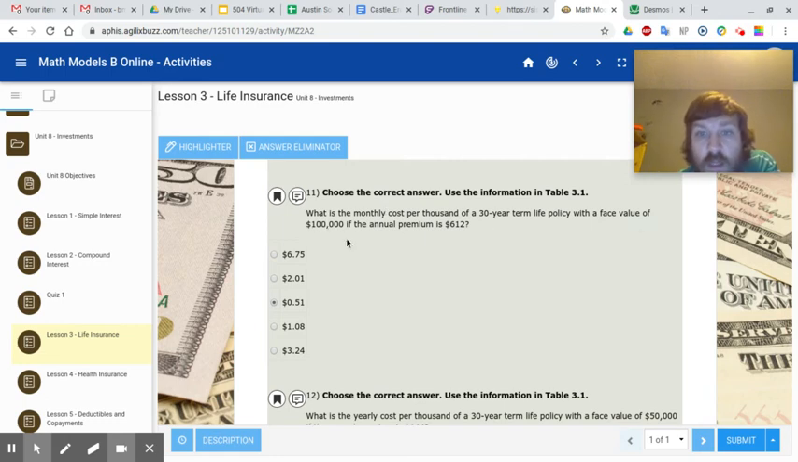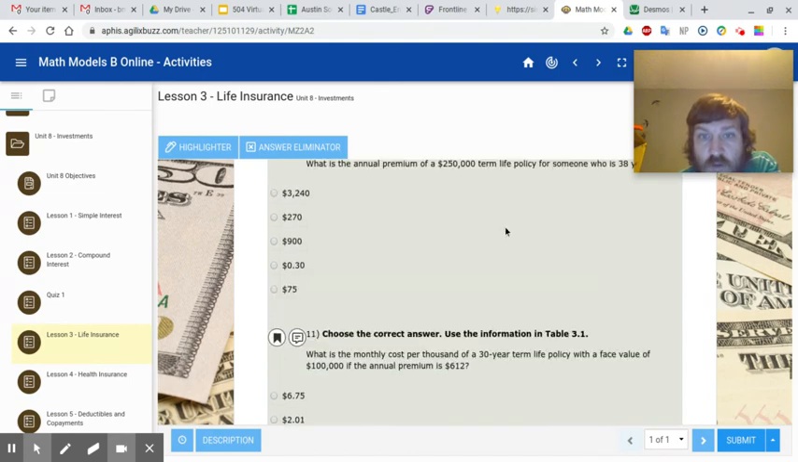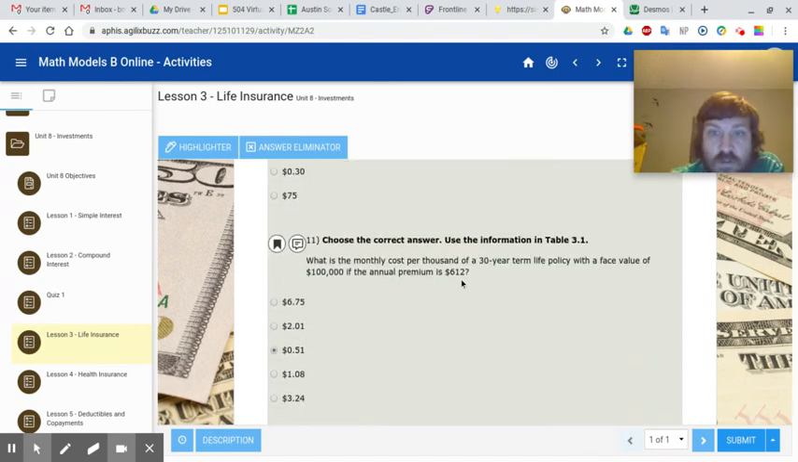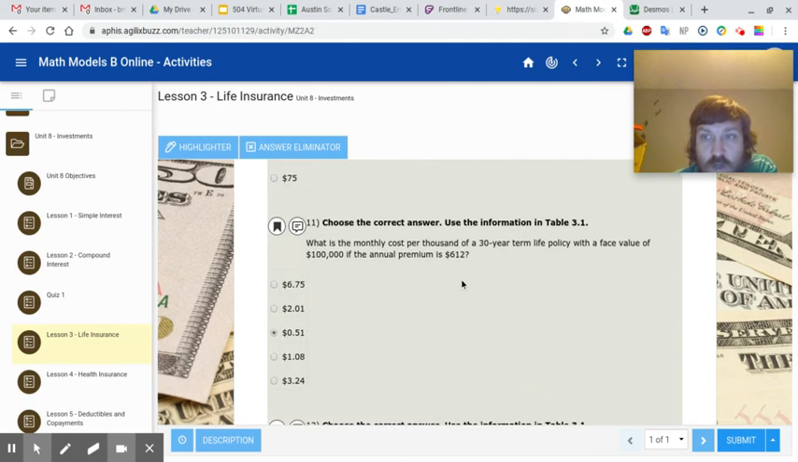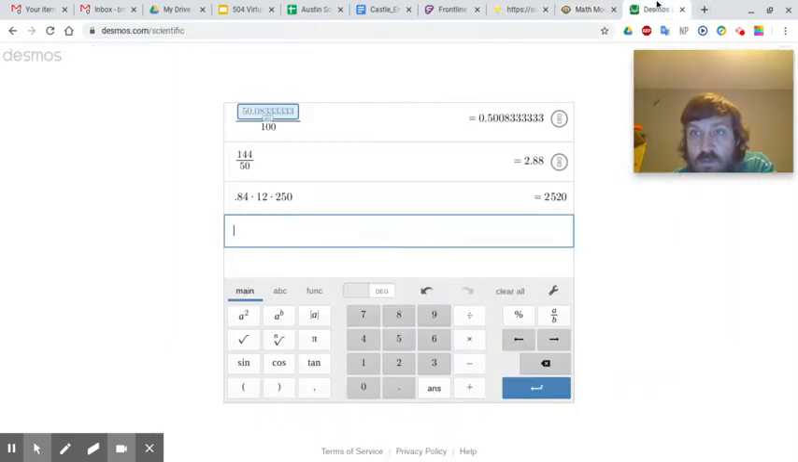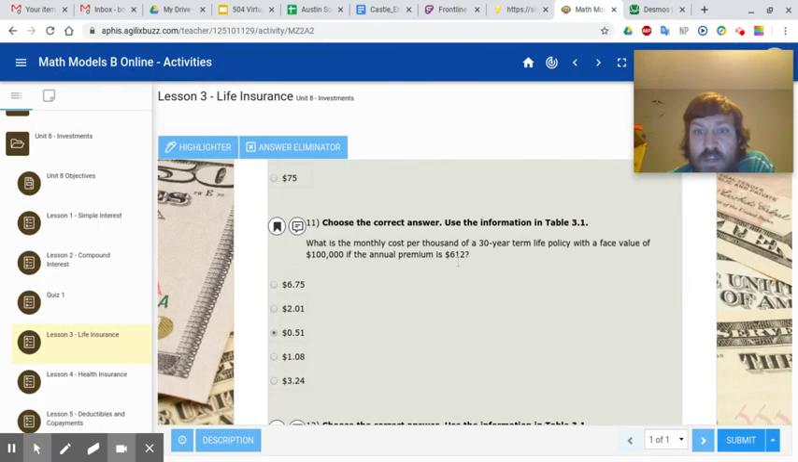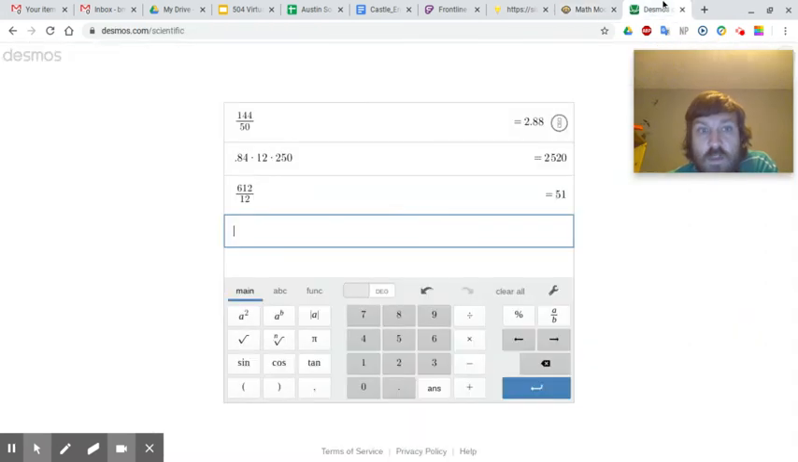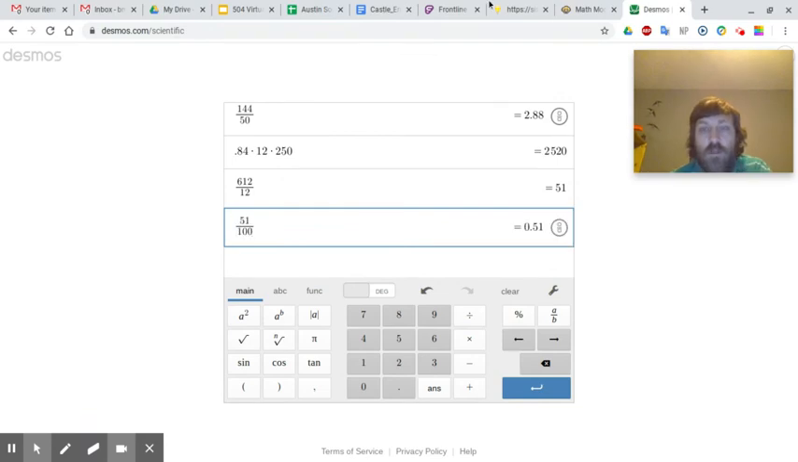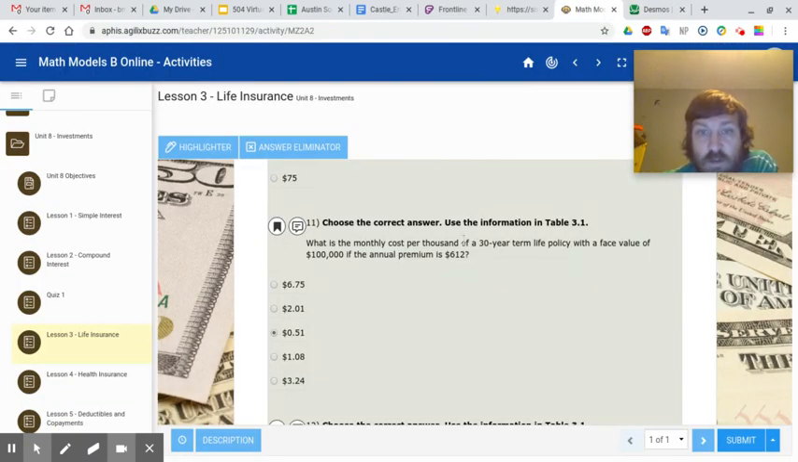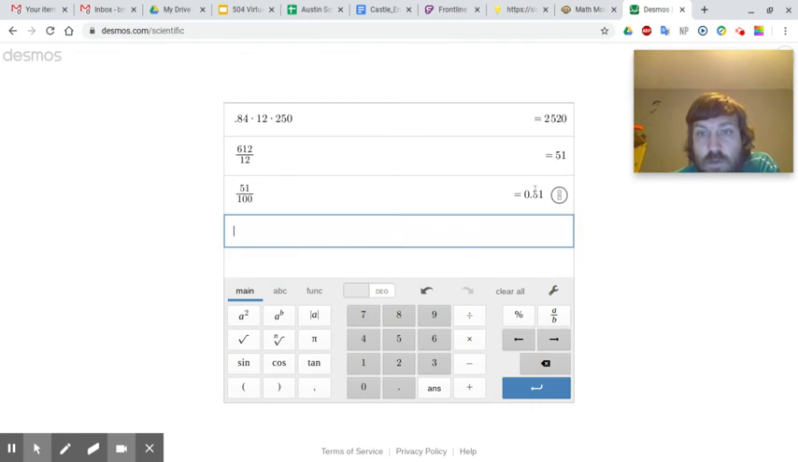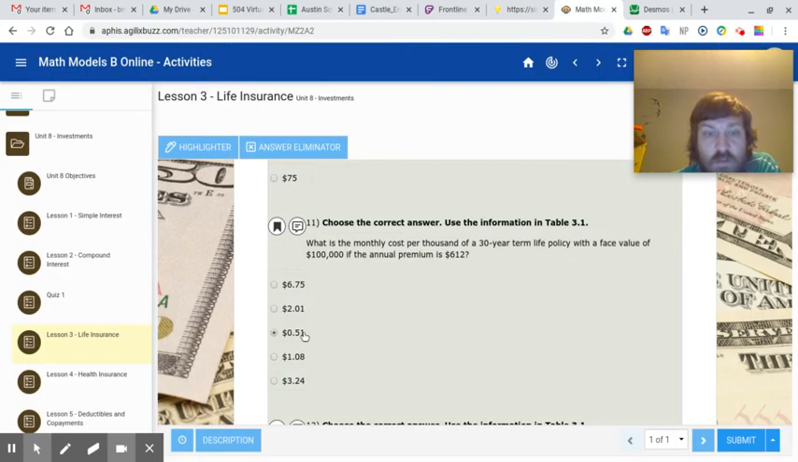So instead of multiplying like we did in the previous problem to find the annual, we are starting with the annual and we're dividing to go back to the original cost. So we're going to take 612 and we're going to divide it by 12, get an answer. That's to take it from annual to monthly, and then to go from the total cost to the cost per thousand, because it says what's the monthly cost per thousand, we need to divide by 100 because there's 100,000. And so it should be 51 cents. That's the answer right here.